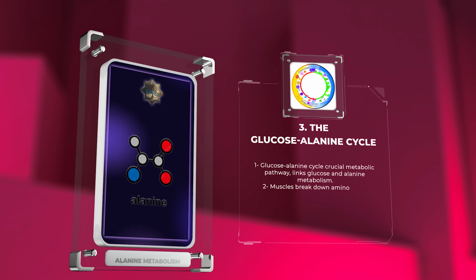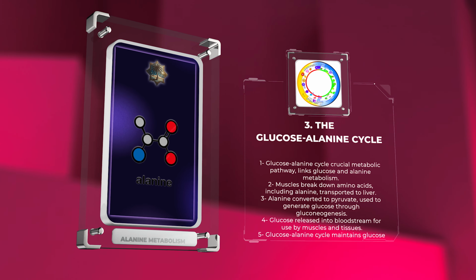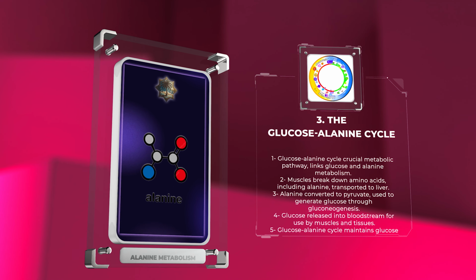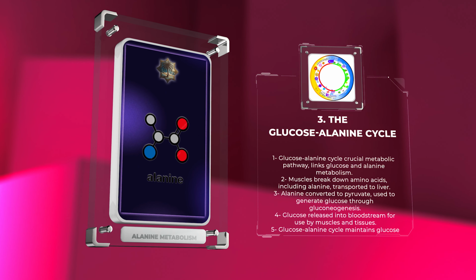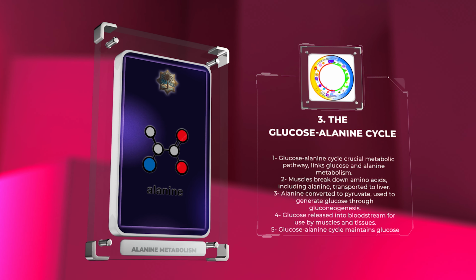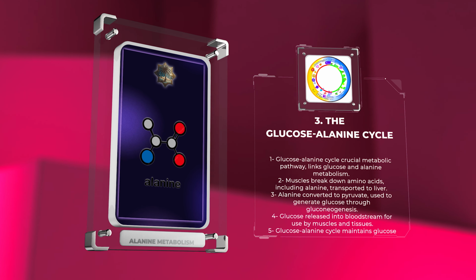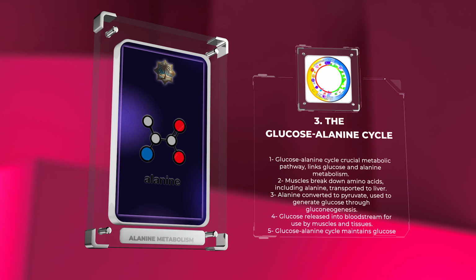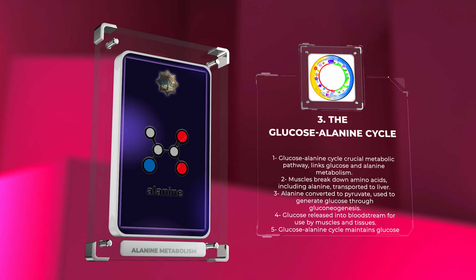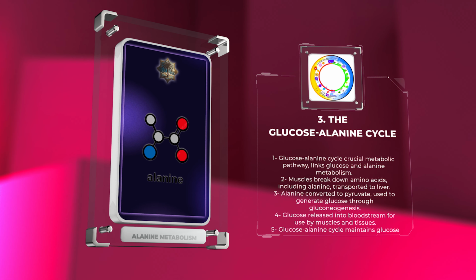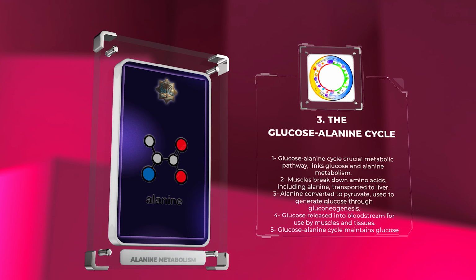The glucose-alanine cycle is a crucial metabolic pathway that links glucose and alanine metabolism. When muscles are under prolonged exercise or fasting, they break down amino acids, including alanine, which is then transported to the liver. In the liver, alanine is converted to pyruvate and can be used to generate glucose through gluconeogenesis. This glucose is released into the bloodstream for use by muscles and other tissues, completing the cycle. The glucose-alanine cycle helps maintain glucose levels and dispose of nitrogen efficiently, supporting proper metabolic function.